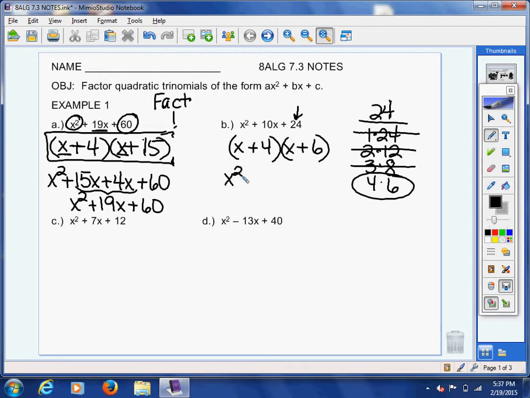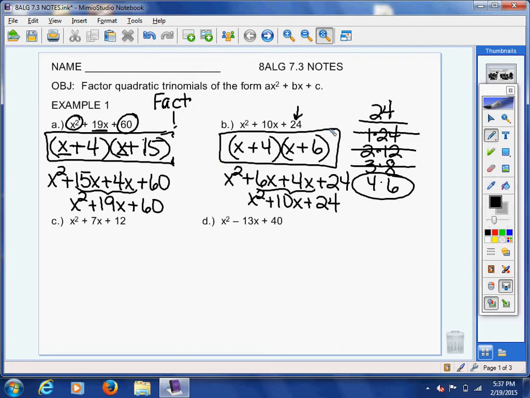X squared, here's your first, outer, inner, last. And then let's add these two together in the middle because they're like terms. And yes, sir, look at that. We've got it. Here's our binomials that we originally had. What do you think? Pretty easy? Is it getting a little bit easier? Hopefully, as the numbers get lower, you'll be able to visualize what to do here.